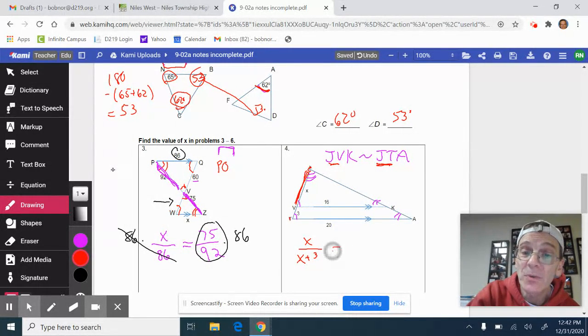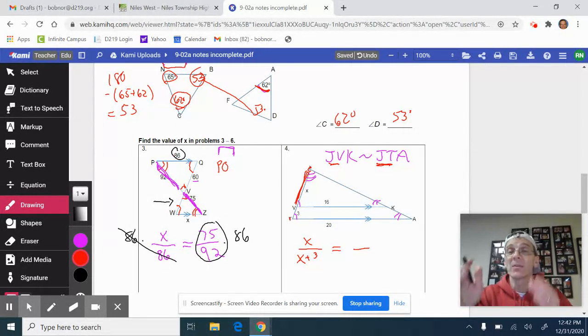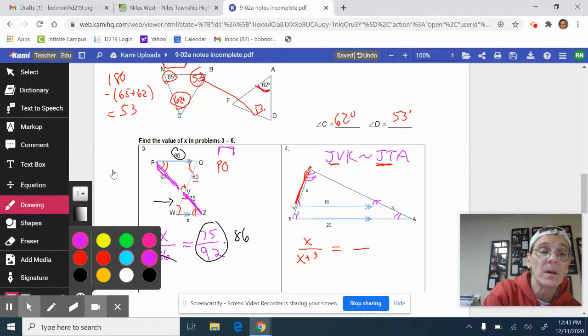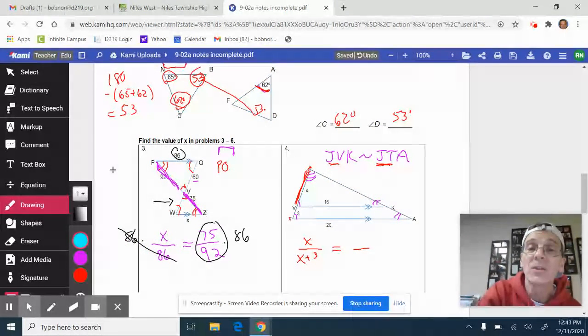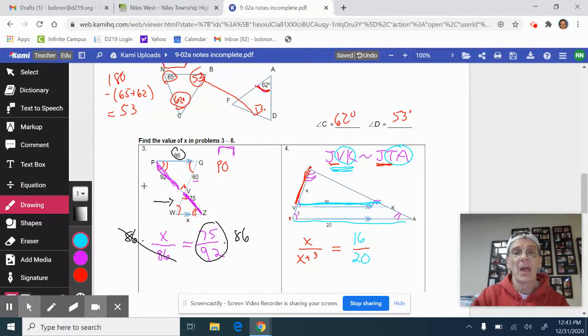Now, that must be equal to any other ratio that I could build from these two triangles. So let's go back to the first triangle, JVK. Do I have another side of JVK? Well, yes, I do. I've got this 16 here. That comes from segment VK. And that corresponds to TA, which is 20. Setting up these ratios is the only way you're going to get the answer to this question.